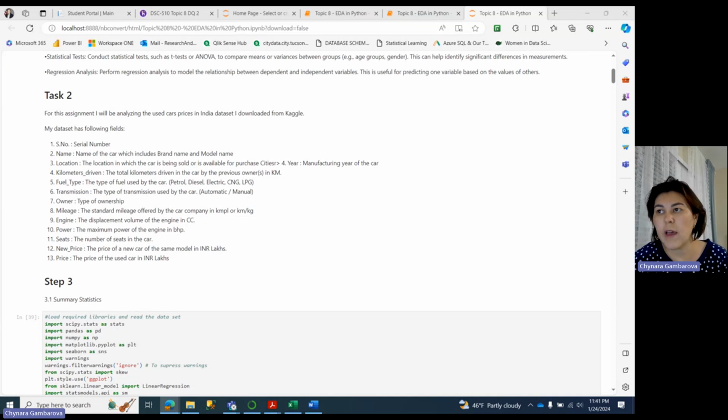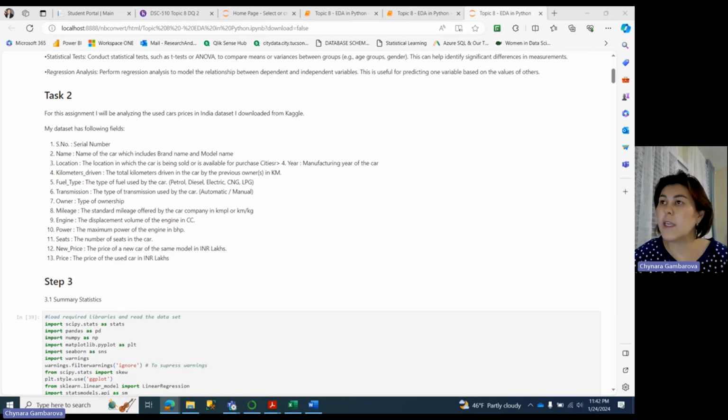EDA's primary goal is to assess the data before drawing conclusions, and it assists you in finding errors and better comprehending data patterns, identifying outliers, and any relationship between variables.